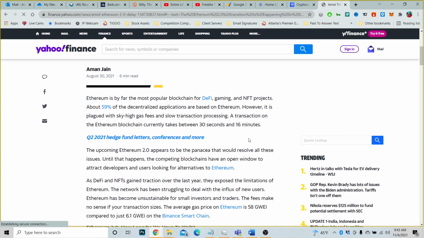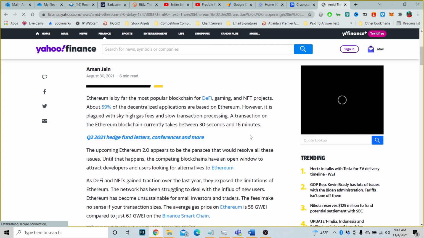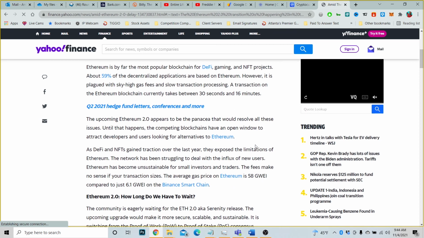However, it is plagued with high gas fees and slow transaction processing. A transaction on the Ethereum blockchain currently takes about 30 seconds to 16 minutes. Trust me, sometimes when you're purchasing Bitcoin and you have to use Ethereum to do a transfer, it's slow and expensive. Ethereum 2.0 appears to be the upgrade that will resolve all these issues. Until that happens, the competing blockchains have an open window to attract developers and users looking for alternatives to Ethereum.